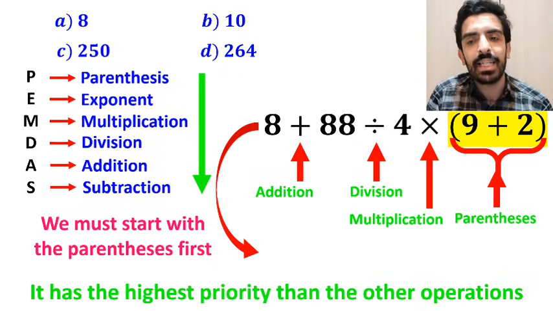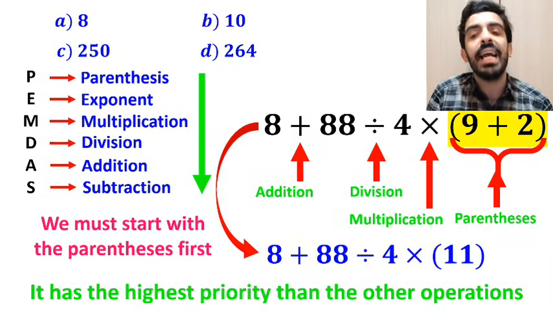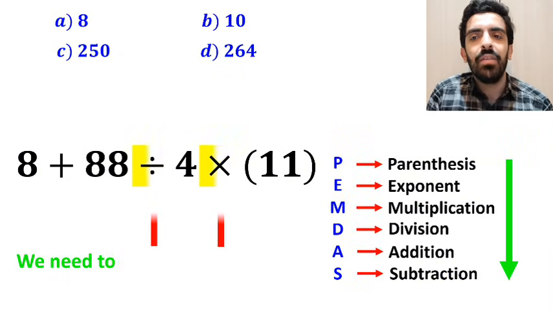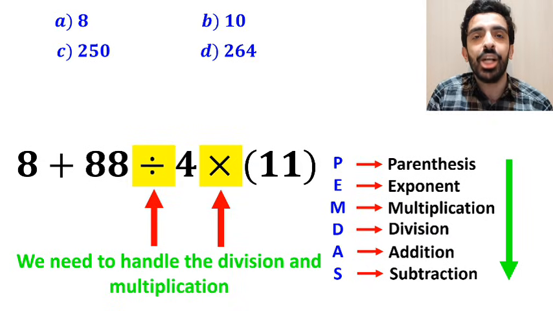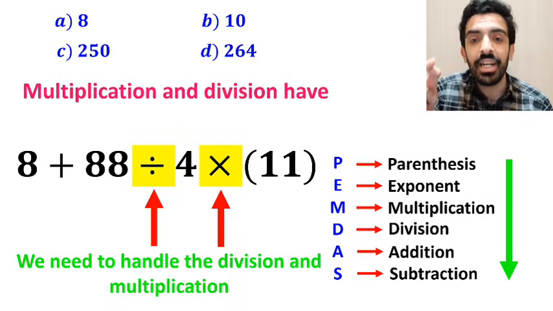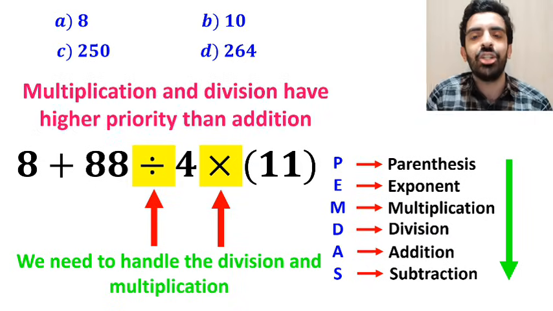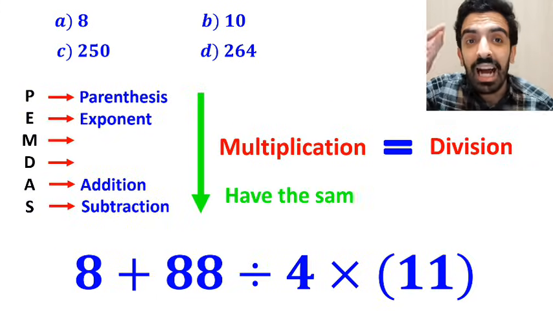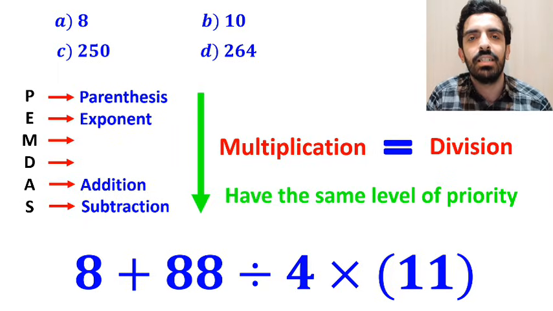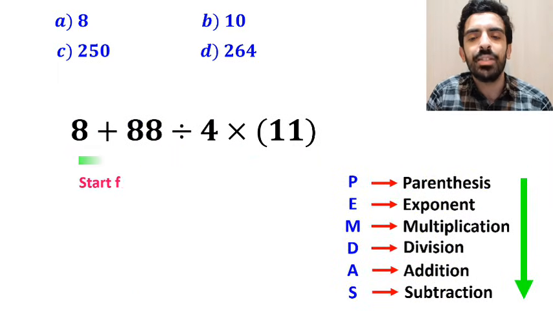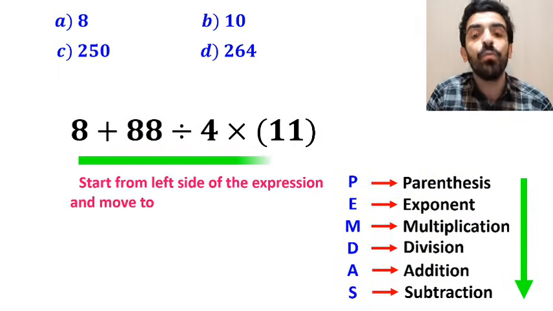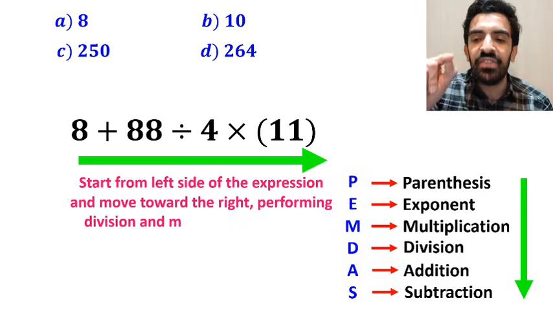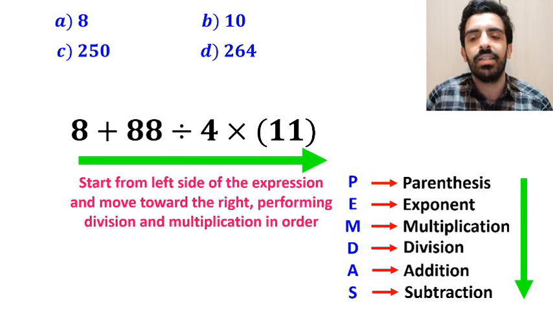So, instead of this expression, we can write 8 + 88 divided by 4 times 11. In the next step, we need to handle the division and multiplication, because multiplication and division have a higher priority than addition. However, it's very important to note that in the PEMDAS rule, multiplication and division have the same level of priority. In this case, the best thing to do is to start from the left side of the expression and move toward the right, performing division and multiplication in order.